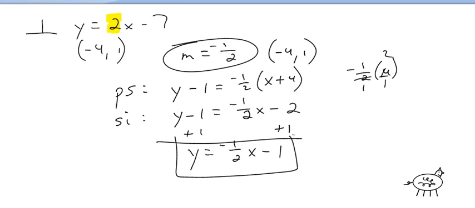Okay, perpendicular is a little weird because you do have to remember opposite and reciprocal. But parallel is so easy; it's the exact same slope. So if I give you a slope, you use the same slope. Okay, so let's try another one here.